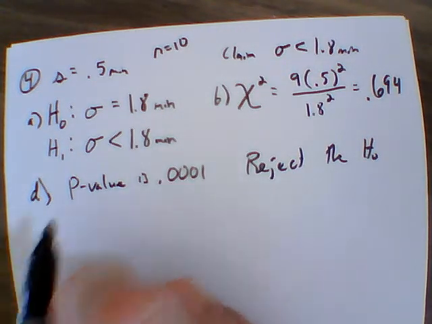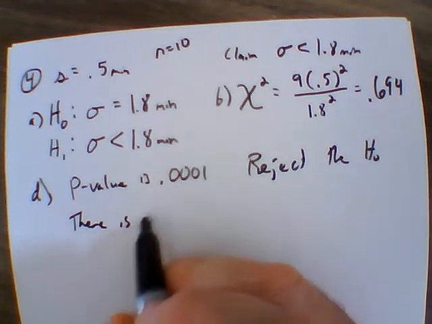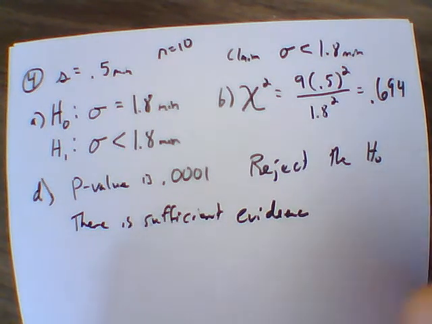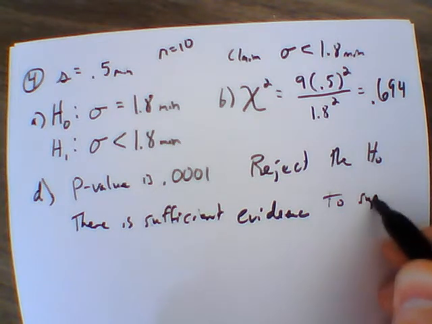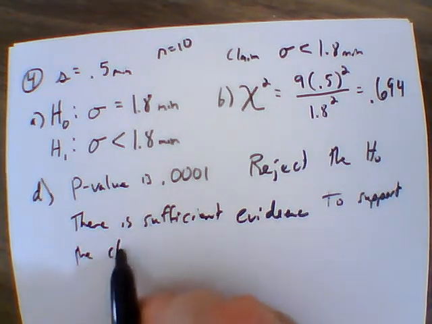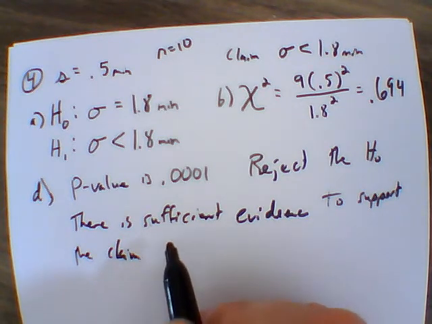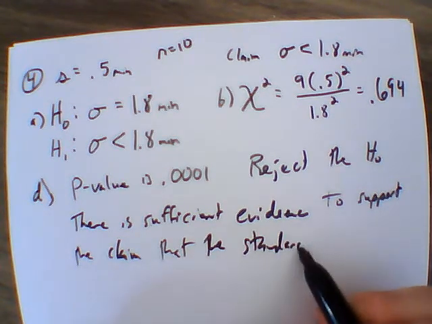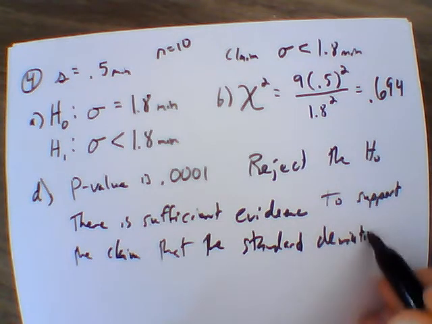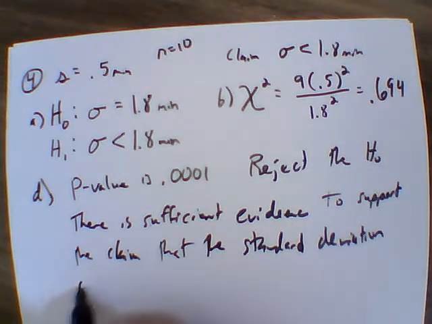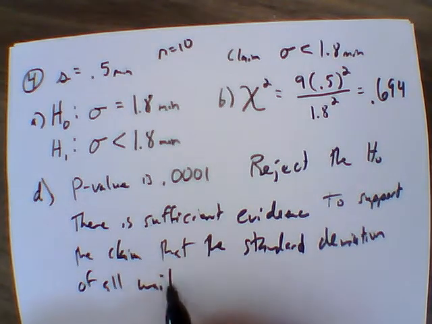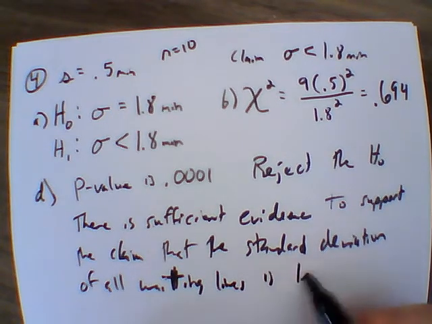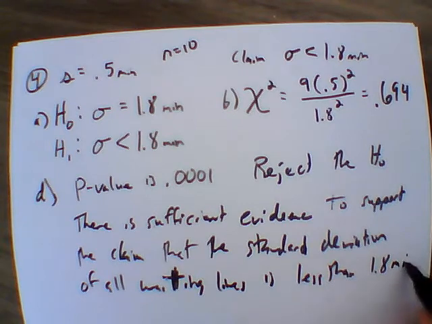So now we would state that there is sufficient evidence to support the claim that the standard deviation of all waiting lines is less than 1.8 minutes.